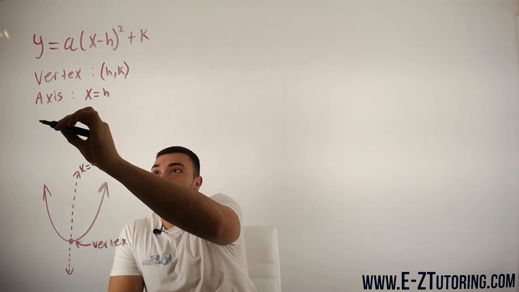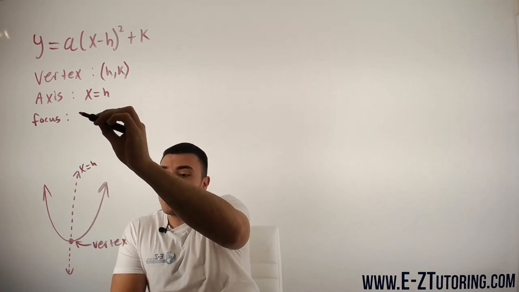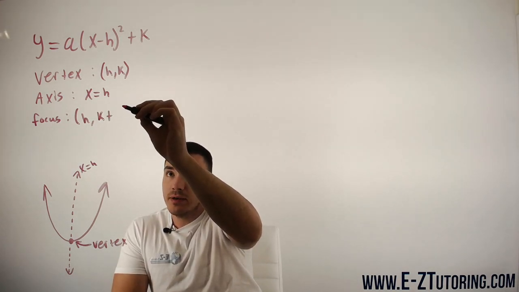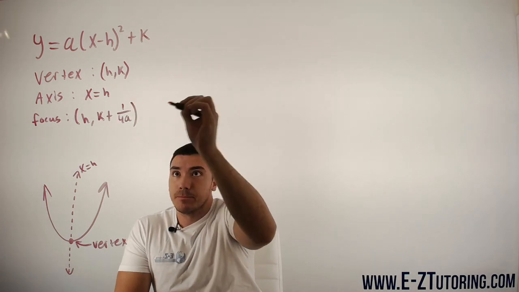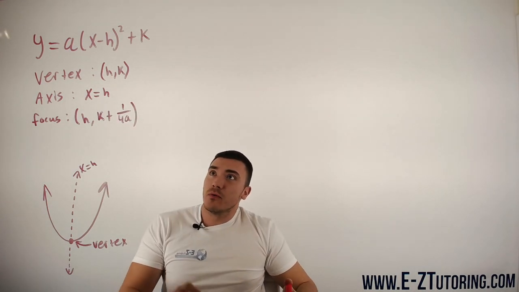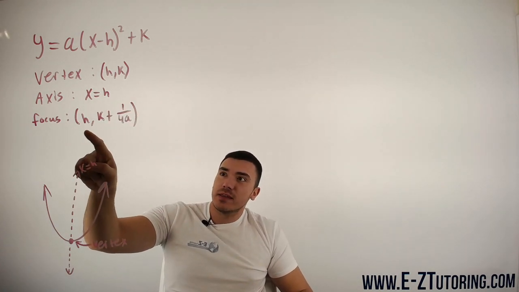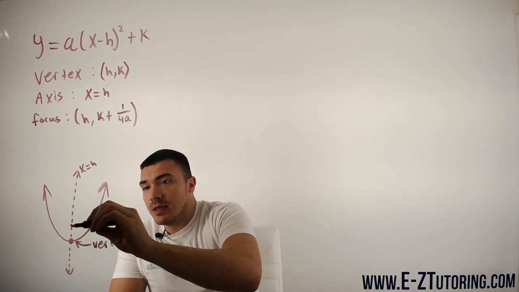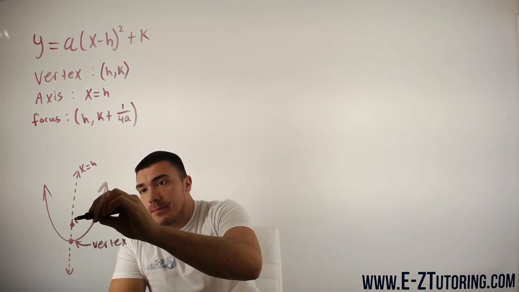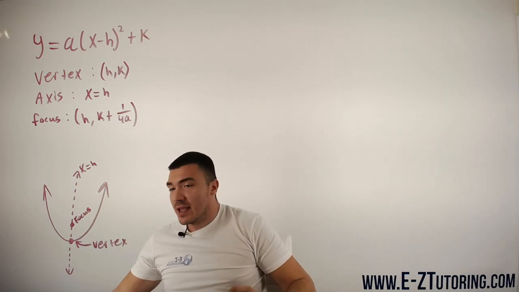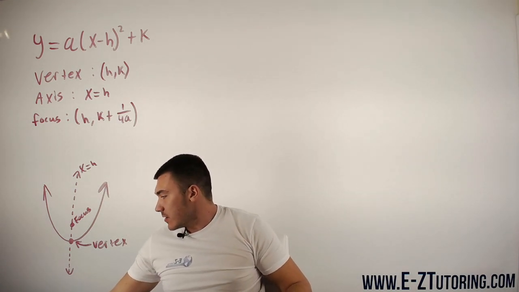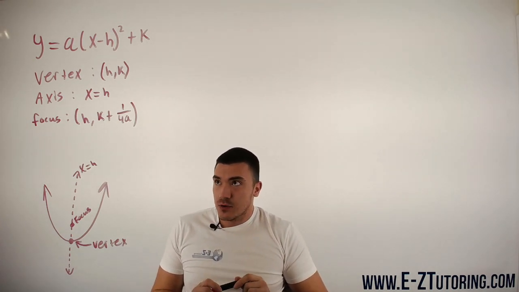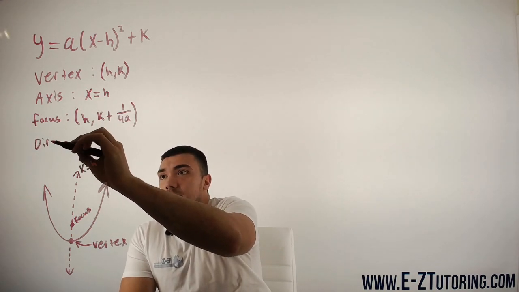All right, next up we have our focus. Your focus is listed at the point (h, k plus 1 over 4a). So if you guys remember, our vertex is (h, k). This is almost the same as the vertex, except that it will either go up or down a little bit. So your focus is going to be right over here. Now, a lot of students have trouble understanding what the focus actually does. So I will explain what the focus does after I find our directrix, because these two go hand in hand.